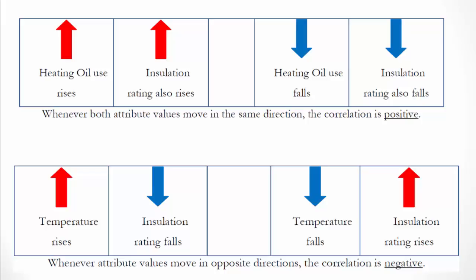Negative correlation means that the variables under study are moving in opposite directions. It means that when one goes up, the other comes down. Here's an example. Temperature rises, but the insulation rating falls. Or the temperature falls, but the insulation rating goes up.